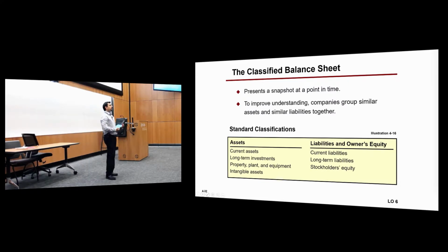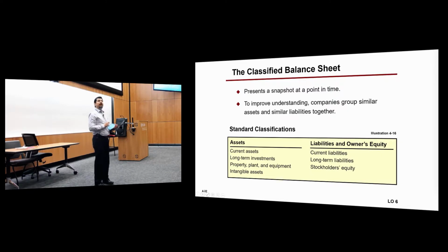So basically, instead of dumping all your accounts in one place, when you have only 2-3 kinds, it's okay, but when you have plenty of accounts, it becomes messier in a way. To avoid doing that, companies organize their balance sheet in what they call a classified balance sheet, by grouping similar assets together.